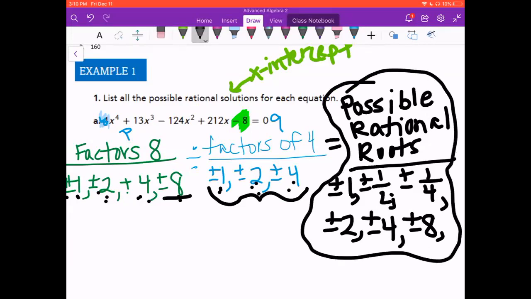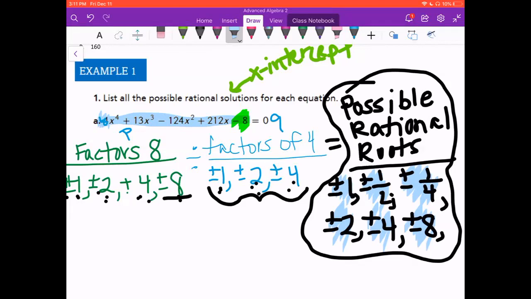So what I'm saying is if I were to graph this function, if it has any rational x-intercepts, they'll either happen at 1 or negative 1, 1/2 or negative 1/2, 1/4 or negative 1/4, 2 or negative 2, 4 or negative 4, and 8 or negative 8. If you don't believe me, pause the video, go graph this, look at the x-intercepts, and see if any of those listed are the x-intercepts on the graph. So pause the video right now, go check it out on Desmos.